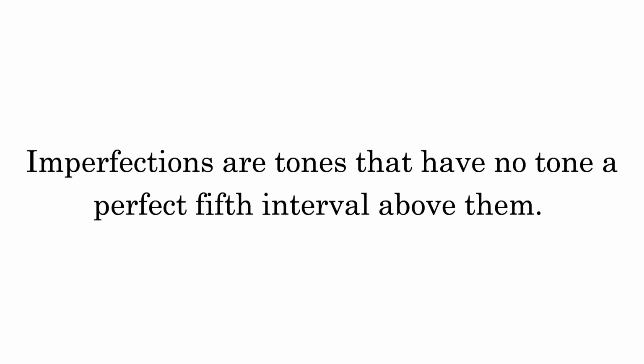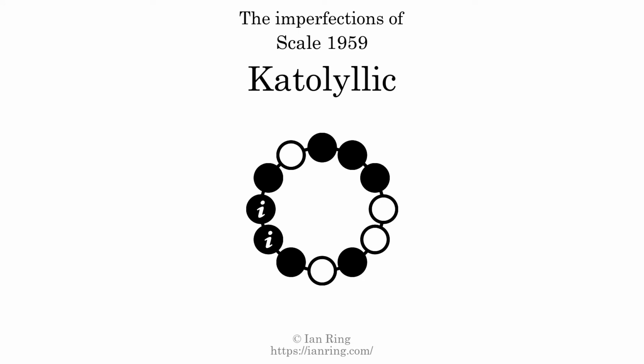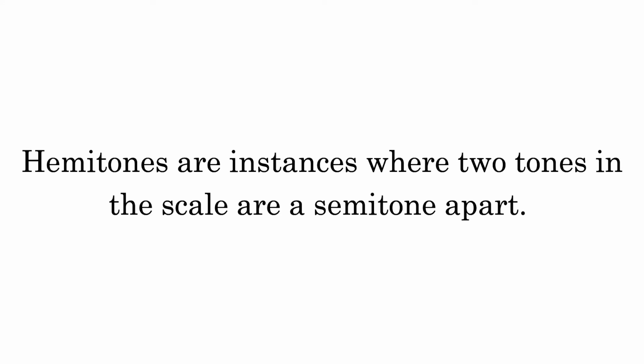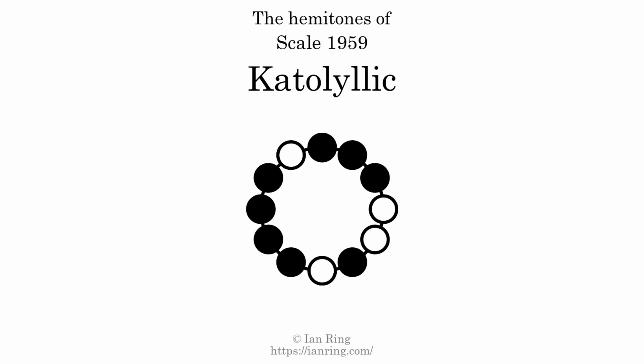Imperfections are tones that have no tone or perfect fifth interval above them. This scale has 2 imperfections. They are at positions here and here. Hemitones are instances where 2 tones in the scale are a semitone apart. This scale has 5 hemitones. They are at positions here, here, here, here, and here.